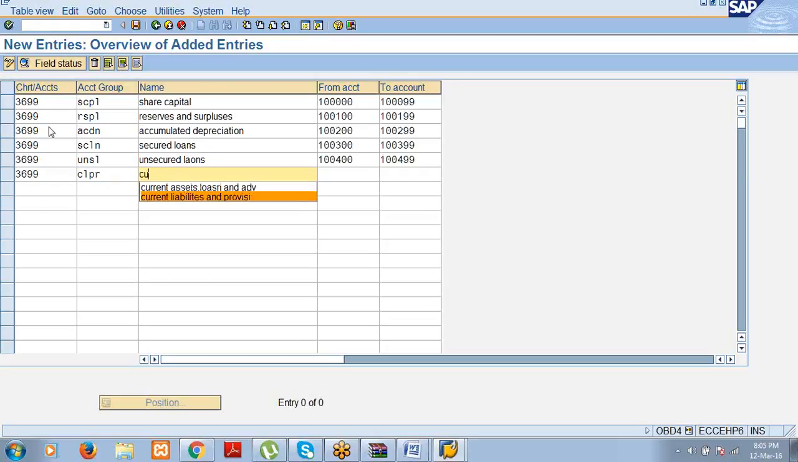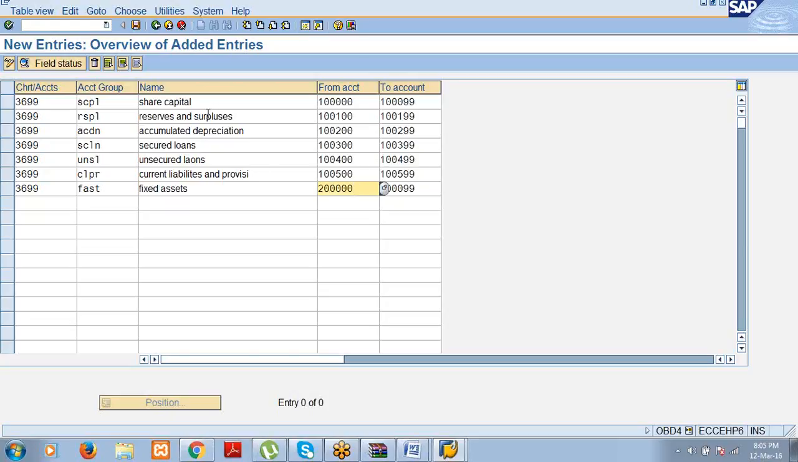CLPR, current liabilities and provisions. From account is 1,500,000 to 1,599,000. Then chart of accounts is 3699. FAST, fixed assets. From account is 2 lakhs to 2,99,000. Now, here for the fixed assets, I have started from 2 lakhs.